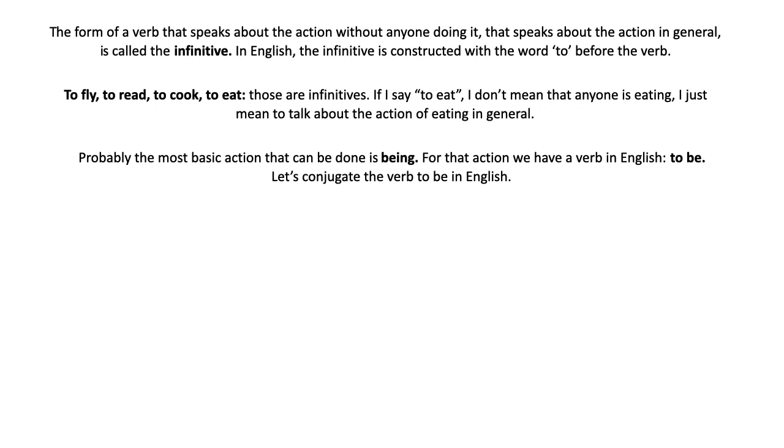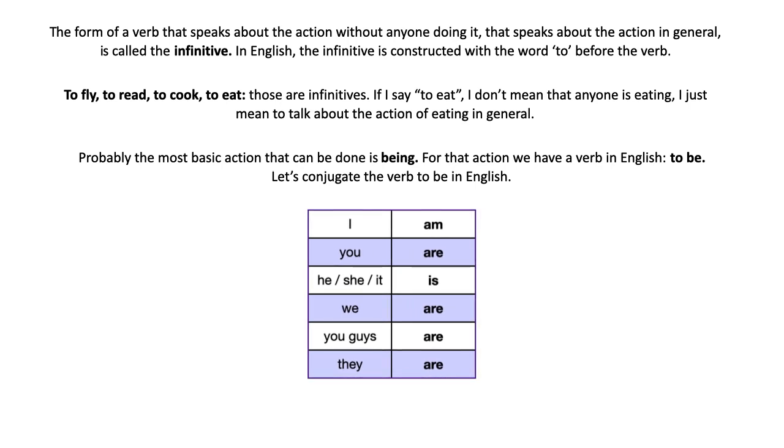Now, probably, as we discussed already with the sentence, the coffee is good, the most basic action one can do is to be, right? To exist. And for that action, we have precisely that verb in English, to be, okay? So I told you that conjugating means to change a verb so that it matches its subject. Let's look at the conjugation of to be in English. Here it is. I am, you are, he, she, it is, we are, you guys are, they are. Okay?